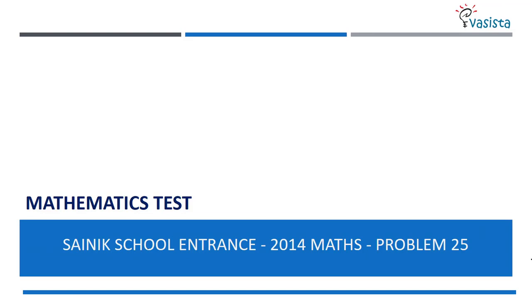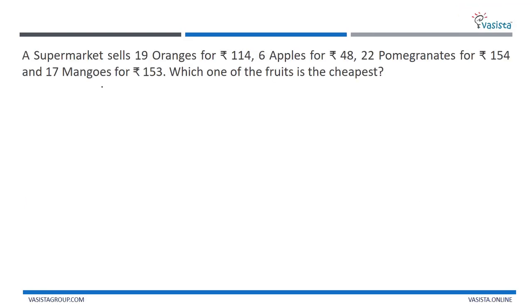Fine, let us go with problem number 25 here. A supermarket sells 19 oranges for 114, 6 apples for 48, 22 pomegranates for 154 and 17 mangoes for 153. Which one of the fruits is the cheapest? So it's a simple division problem. You just go with that. So we have to find individual fruit prices.